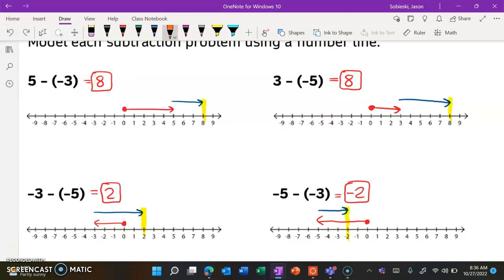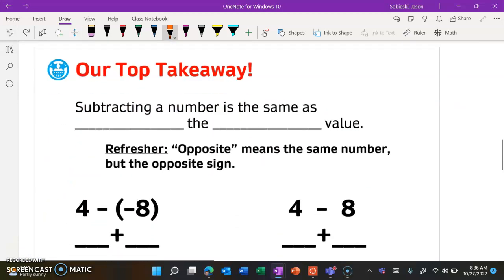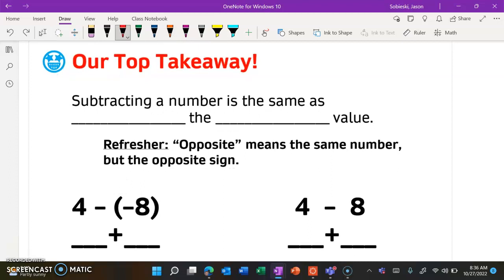We can see based on our two answers, they're the same. So the order here did not matter, meaning these two problems are actually addition problems, even though there's a subtraction symbol. They're really addition, and we're going to look at what that means on the next slide. So our top takeaway: if you subtract a number, it is the same as adding the opposite value. And once again, like for instance, 5 and -5 are opposites, 10 and -10. It is the same number with the opposite sign.